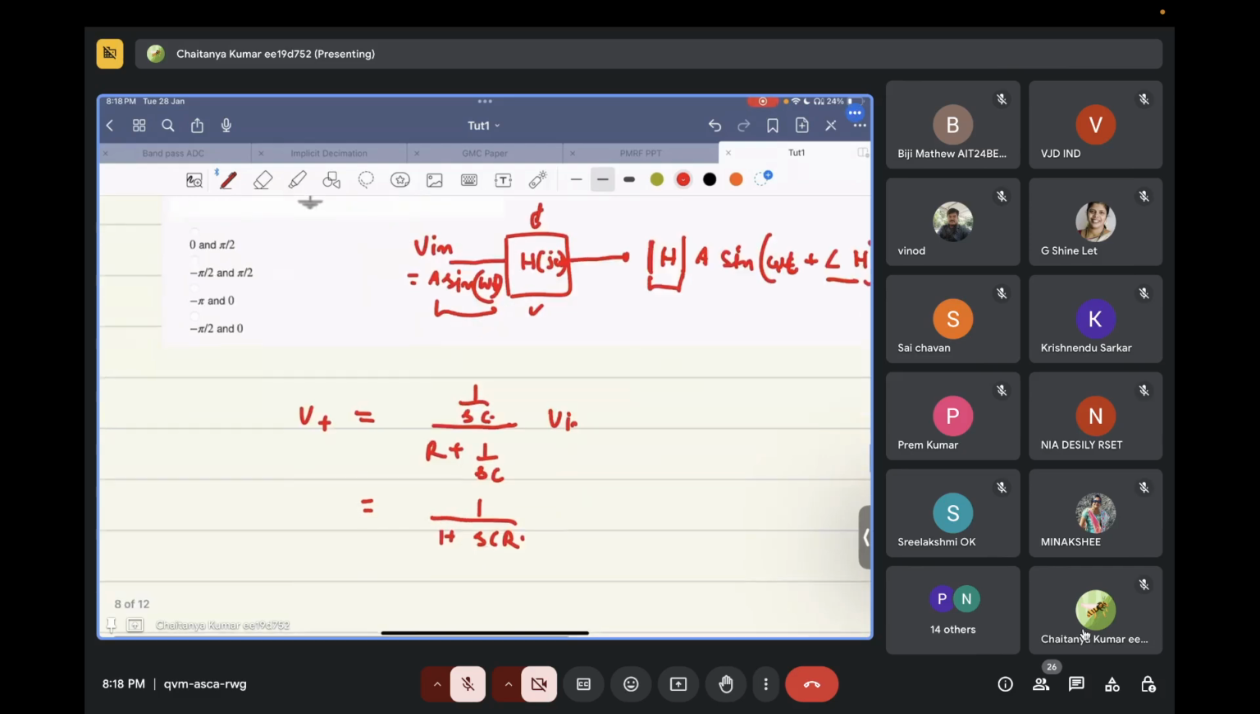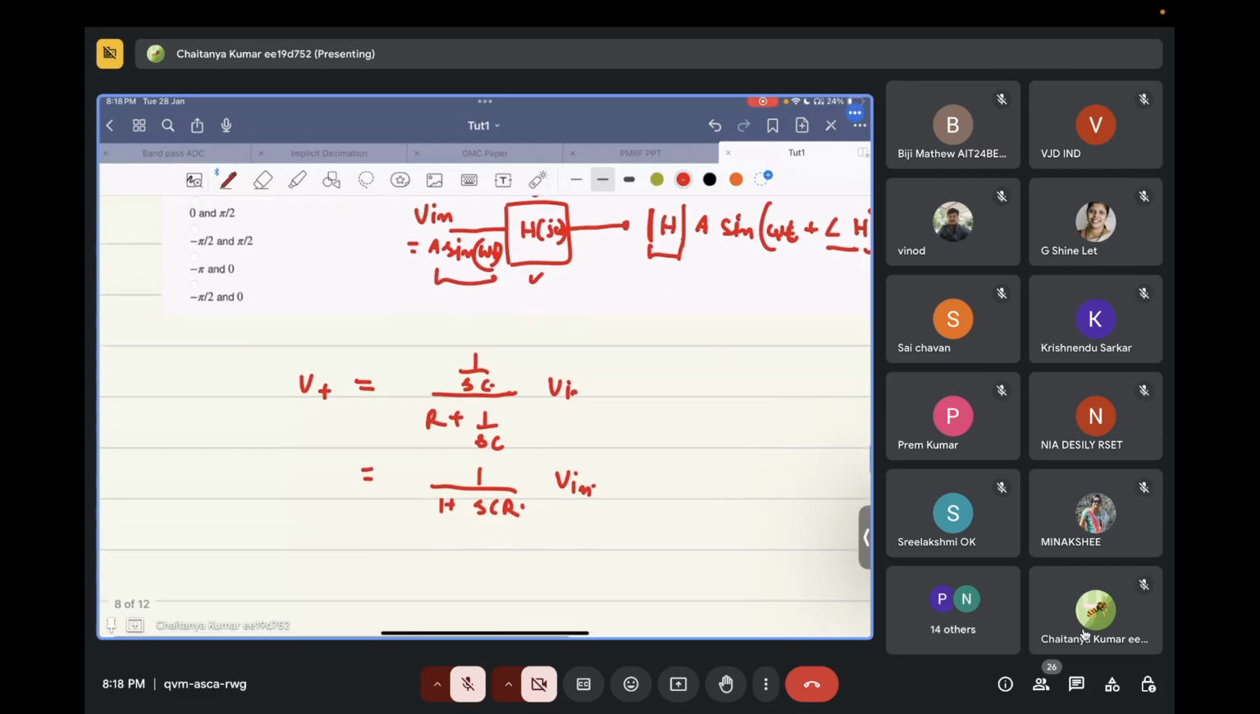Now this is basically a low pass transfer function. You guys understand what a low pass transfer function is? What is a low pass transfer function, guys? Vinod, can you tell me what a low pass transfer function is? It will pass only the low frequency signal. Correct. A low pass transfer function is the one which passes only the low frequency signals and blocks the high frequency signals.